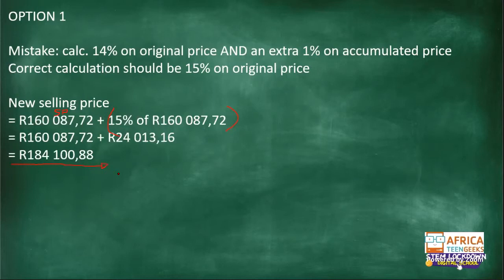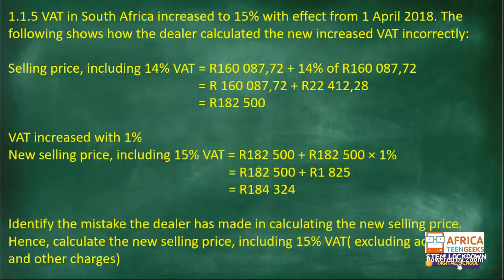This is the same procedure, the same process they use to find the 14% VAT. So this is one way of doing it. You just calculate 15% of the overall selling price that you have, right? Just don't even take into account that 14% one.